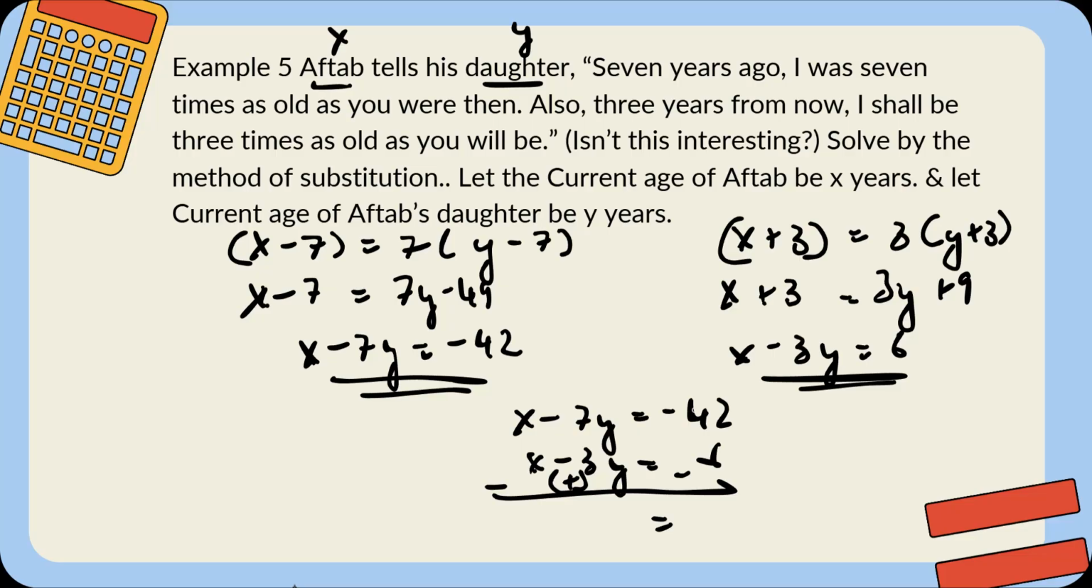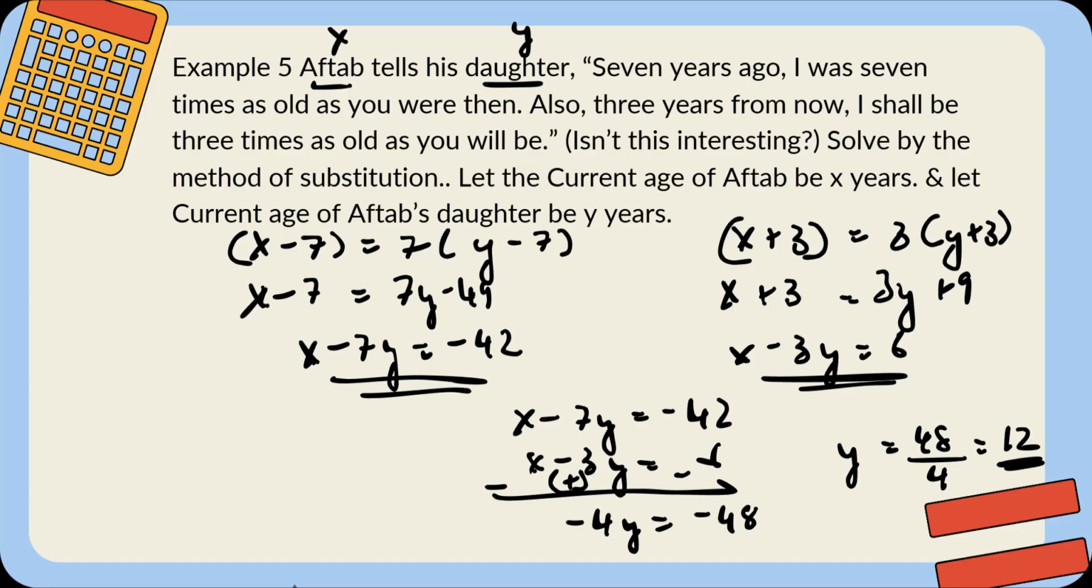Minus 48, right? And we have 7 minus 7 plus 3, so it will become minus 4y. So what is y? y is equal to minus 48 by minus 4, so your answer will become 12. So y is 12. That is, the daughter's age was 12.